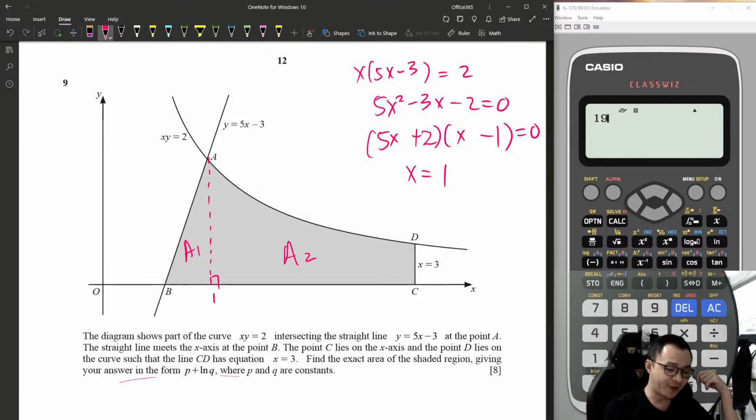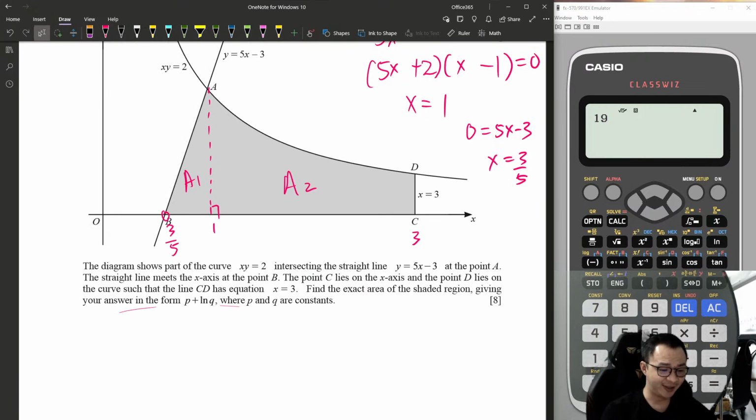Okay, so I want to find the x-intercept, sorry, for this one. I will make y 0. So 0 equals 5x minus 3. x is 3 over 5. So this is another value, 3 over 5, which is 0.6. And this is 3. Okay, now I got the idea already.